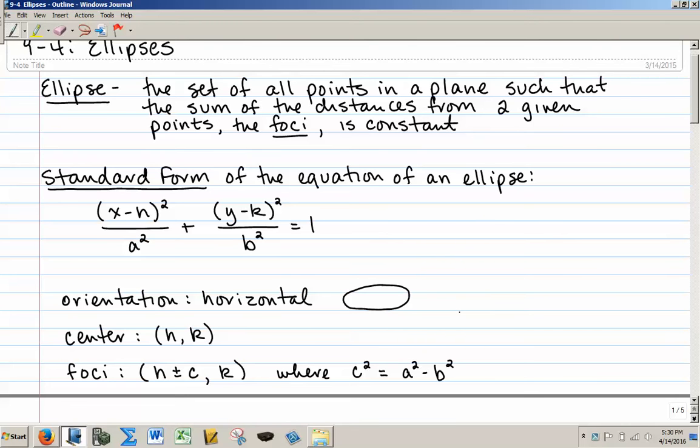The center of the ellipse is going to be at the point (h, k), and the foci are going to be at the points (h plus or minus c, k), where c squared equals a squared minus b squared. So in other words, you're going to take h and add c to it to get one x coordinate, and then subtract c from it to get the other x coordinate, and the y coordinate is your k. We're actually not going to focus too much on the foci.